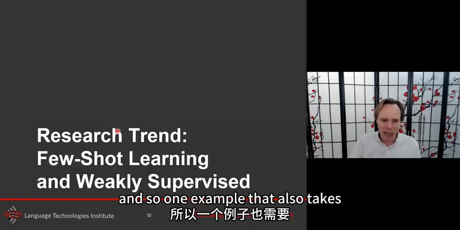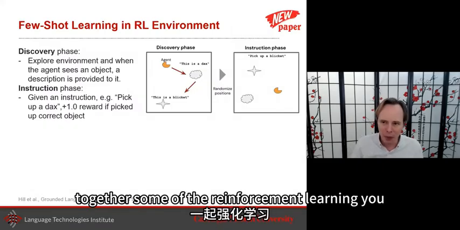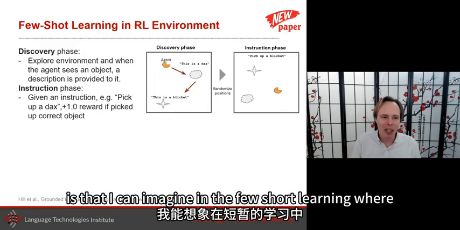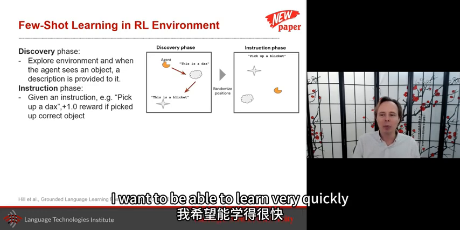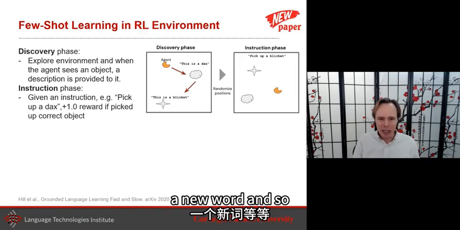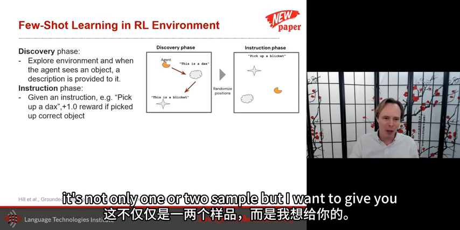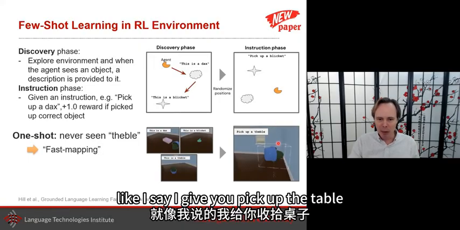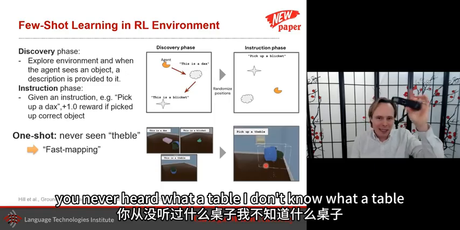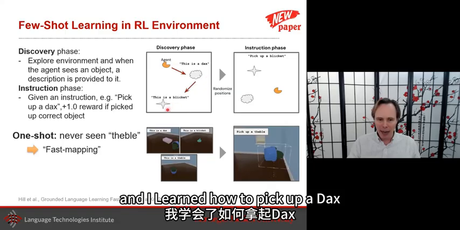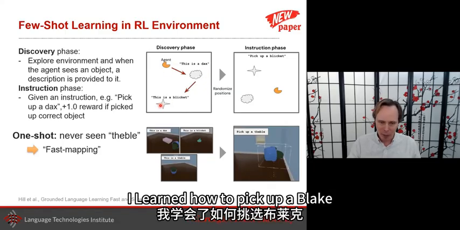And so one example that also takes together some of the reinforcement learning you learned last week is that I can imagine in the few-shot learning where I want to be able to learn very quickly a new word. And so it's not only one or two samples, but I want to give you, like, say, pick up the table. You never heard what a table is. I don't know what a table is, but I learned how to pick up other objects. I learned how to pick up a DAX. I learned how to pick up a BLIC.